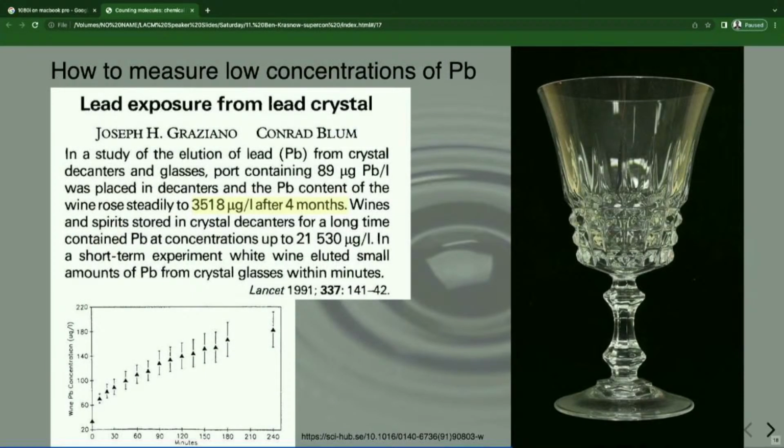So the reason that I got interested in this is because one of these myths out there is that if you drink out of lead crystal, you'll poison yourself.